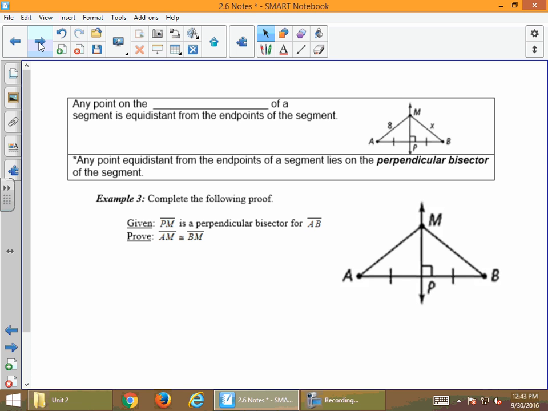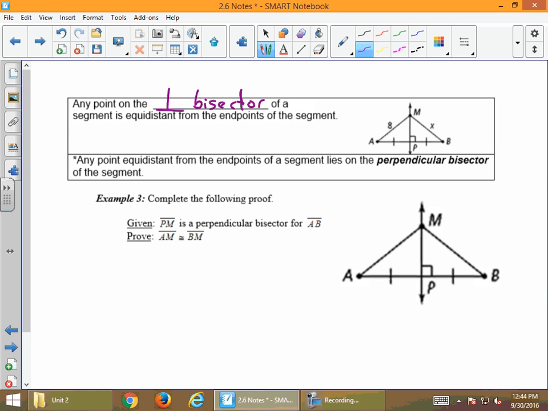All right, well, let's look at this other one. We got other things that deal with perpendicular segments. Any point on the perpendicular bisector, so it's that line that goes down and bisects at a 90-degree angle. Any point on the perpendicular bisector of a segment is equidistant from the endpoints of the segment.